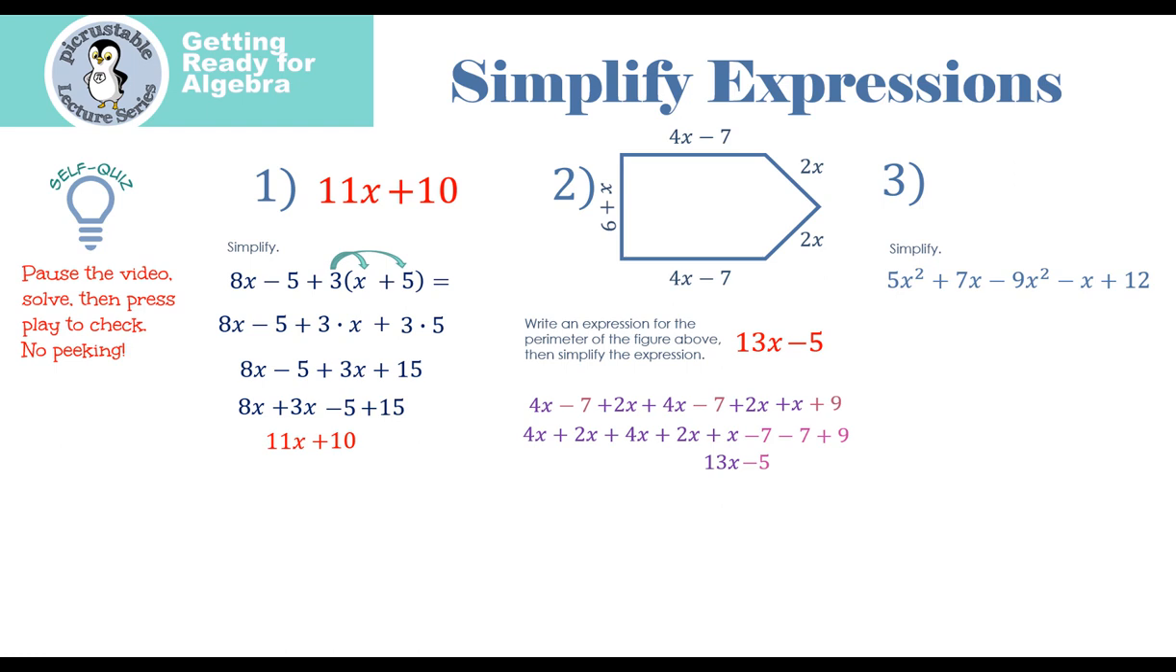Number 3, we have to simplify again. For this one, I put like terms together. I'm going to have 5x squared minus 9x squared plus 7x minus x plus 12. 5x squared minus 9x squared is negative 4x squared. 7x minus x is 6x, and then we just have the 12. So when we simplify this one, we ended up with negative 4x squared plus 6x plus 12.